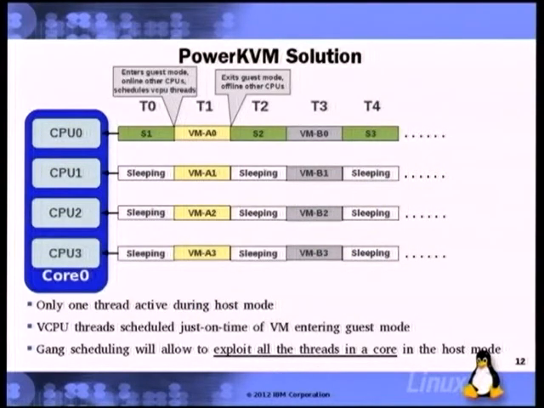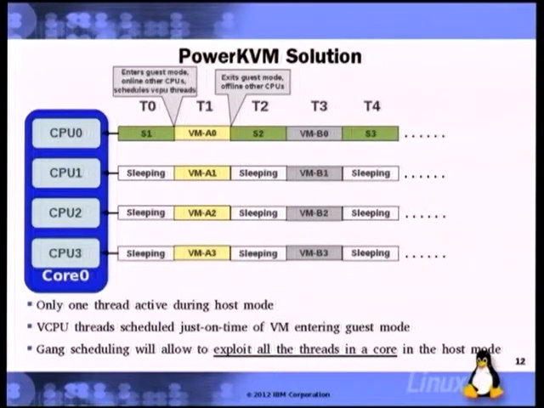So the Power KVM solution basically has only one thread active at one point of time in the host mode. So what you see in T0 is only CPU 0 is active and the rest of them are sleeping or idling.